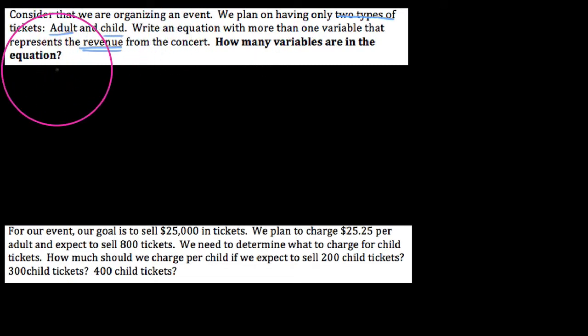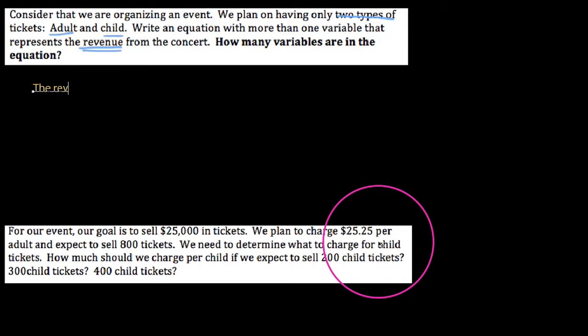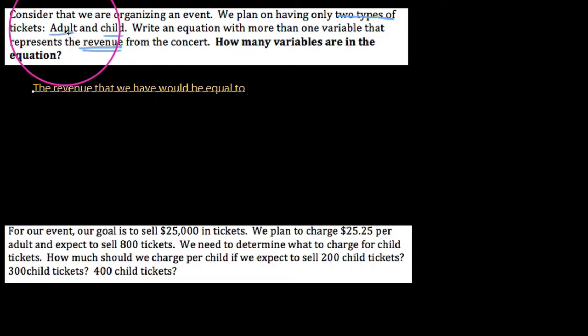As far as how much money we make, let's think about this. How would we be able to determine how much money we're going to make off of this event? I suppose we could write this out. We could say, the revenue that we have would be equal to what? Now, if you wanted to find out how much money you make, we're going to have two different types of tickets. And I suppose that we're not going to charge the same amount for adults as we are going to charge for children. So say we charge $5 for an adult and $2 for a child, and we wanted to find out the total amount of money that we're making. What we would do is take $5 times however many adult tickets we sell, plus $2 times however many child tickets we sell.